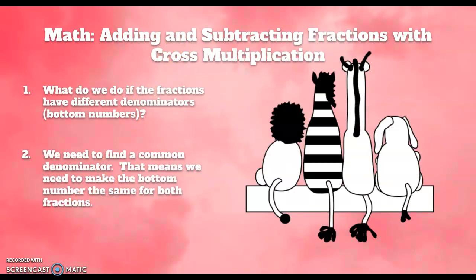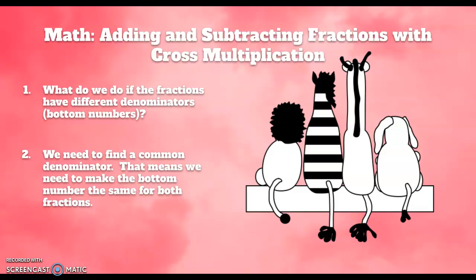All right, so what do we do if the fractions have different denominators? Because like I told you, that's going to happen actually more often than them having the same bottom numbers. If that happens, what we have to do is find what's called a common denominator. That means we need to make the bottom number the same for both fractions.